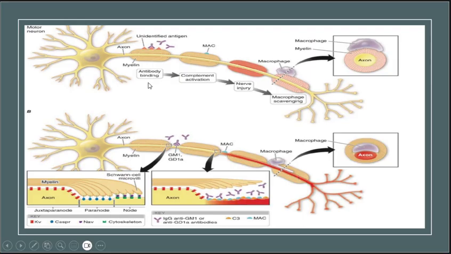This is the pictorial representation where the antibody binds and complement activation takes place. The nerve injury occurs where the macrophage attaches to the myelin and causes stripping of the myelin, and this causes the demyelinating disease. When the macrophage enters deeper inside and attaches to the axon, it causes axonal injury, and this axonal injury can be primary or secondary. The secondary means once the demyelination occurs and it progresses or is not treated, this can even cause axonal injury.